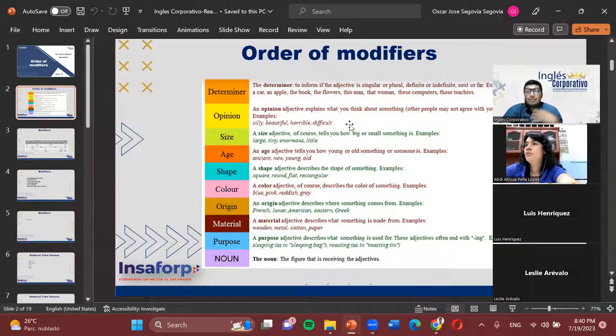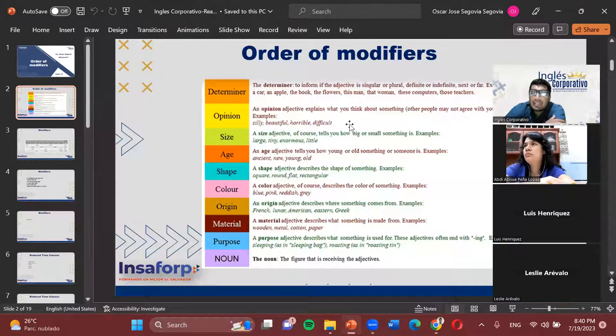Therefore, other people, as the explanation says, may not agree with you. They maybe feel like, you know, that thing might not be silly, that the thing that you're mentioning might not be beautiful in their perception. It might not be horrible. So it's, as previously stated, an opinion.